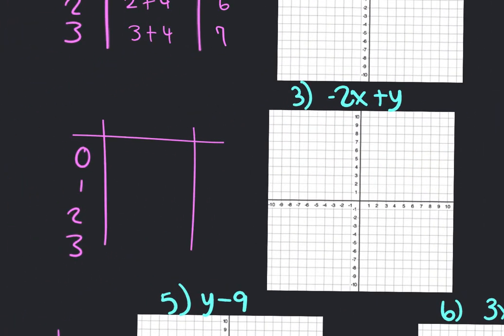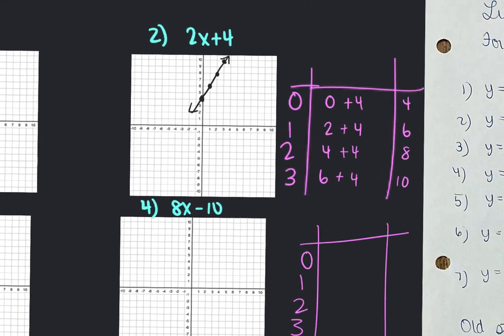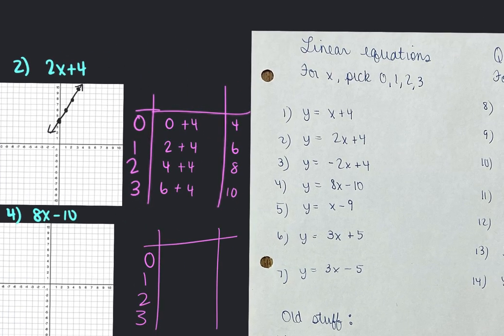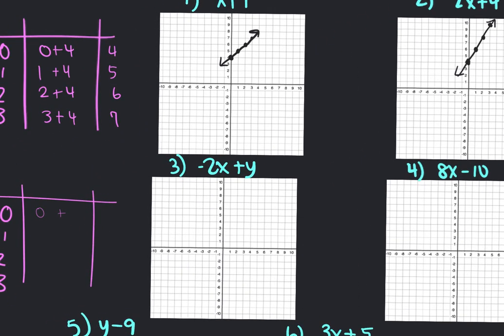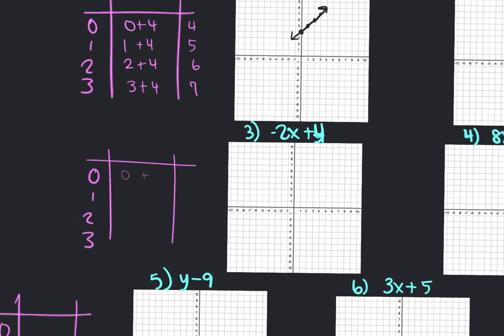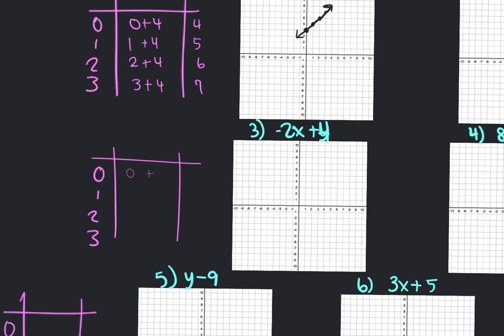Question 3. 0 times negative 2 plus, negative 2x plus y. That isn't right. Negative 2x plus 4. That's a 4. Okay. So, 0 times negative 2 is 0, plus 4.